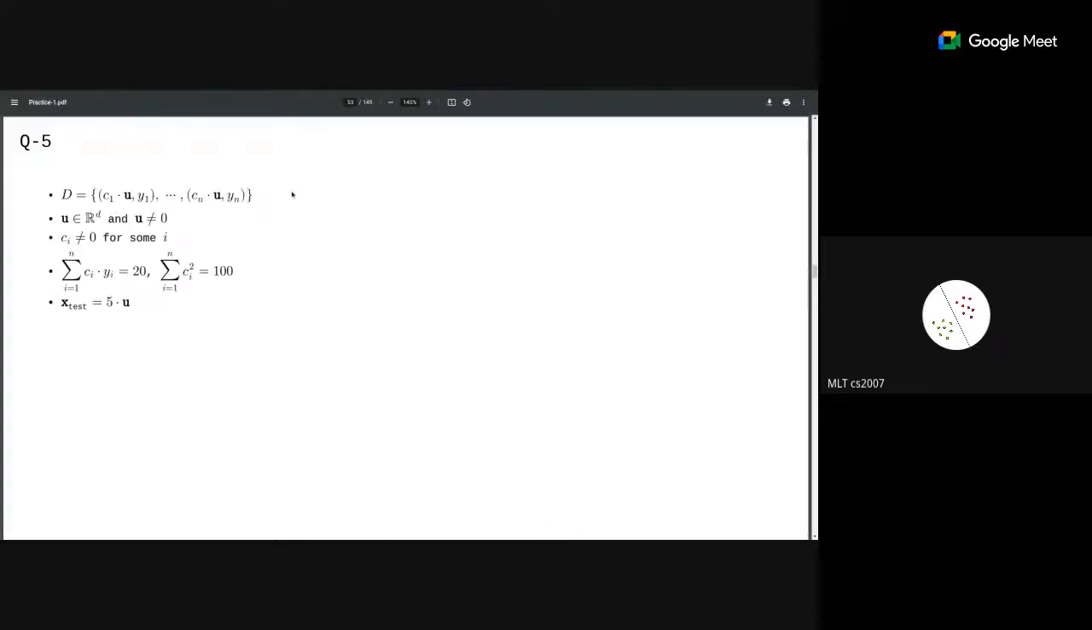Now you have to fit a linear regression model. Forget about everything else. For this data set, how will you fit a linear regression model? That's the question.